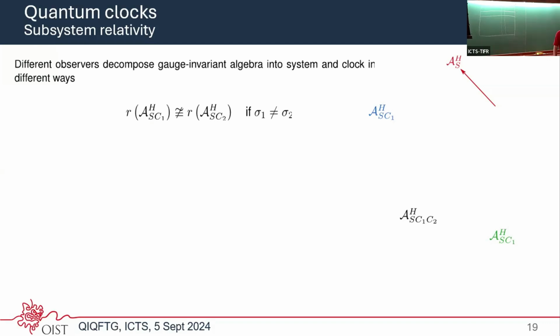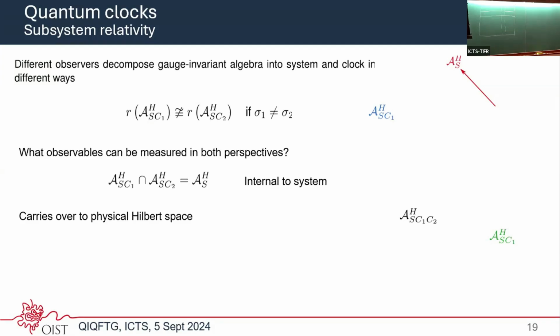And they do not necessarily have to overlap, because if the spectra of the two clocks are different, then you can see this as different coarse graining of the system degrees of freedom. So these two algebras do not need to overlap at all. However, there are elements which are invariant and equal for both observers, namely those elements that lie in the overlap on the blackboard, the small square, and those are exactly the elements which were already gauge invariant from the beginning. They were the elements that are internal to the system and are gauge invariant under just the system Hamiltonian.